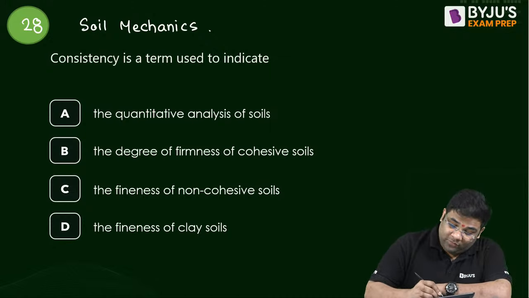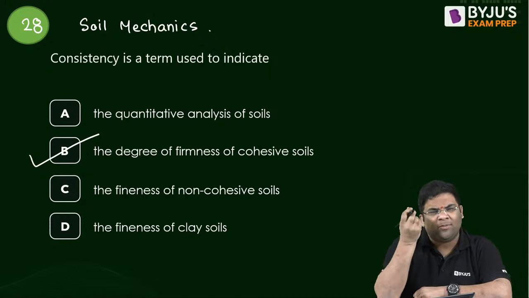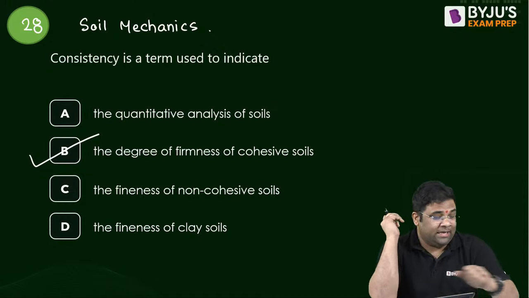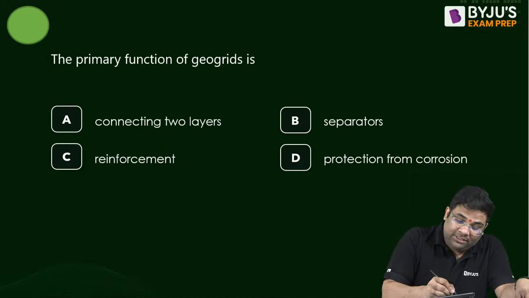Consistency is used to determine what? The degree of firmness of cohesive soils. Yes, we don't do it for non-cohesive. Now you say fineness. Fineness of clay soils has nothing to do with it, because fineness we see for what? Coarse aggregate, coarse soil we can say. Okay. Next question, 29th question.